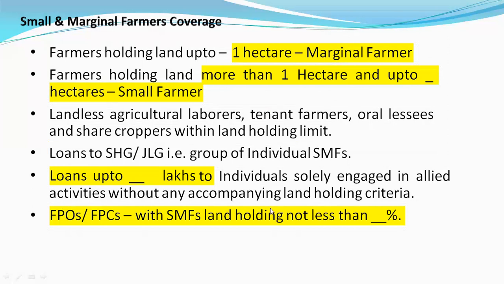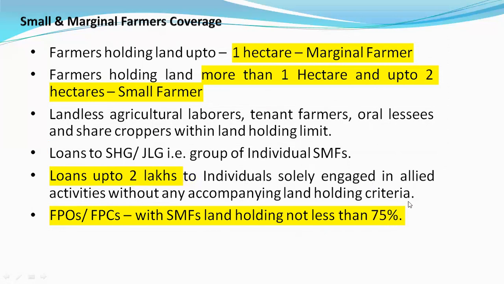Okay, and next question is loans up to dash lakh to individuals solely engaged in allied activity without any accompanying land holding criteria. तो जिसके पास जो सिर्फ एलिड एक्टिविटीज में, उसे हम कितना लोन दे सकते हैं? एंड नेक्स्ट इज FPOs and FPCs with small marginal farmer land holding not less than dash percent. Let's see the right answer.